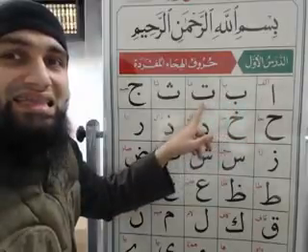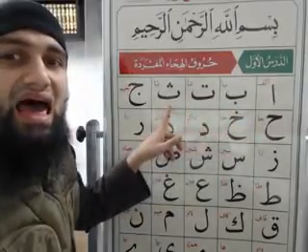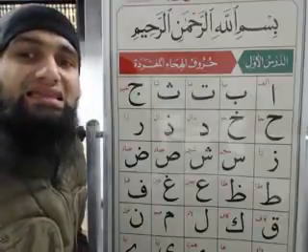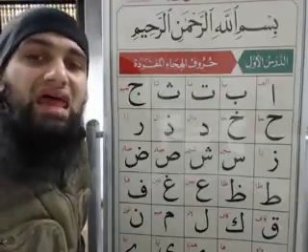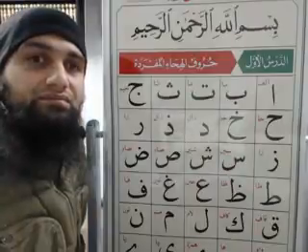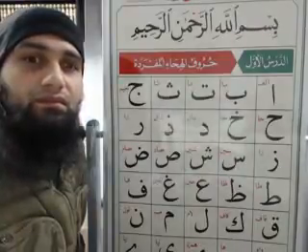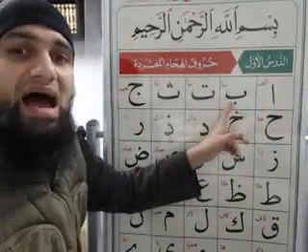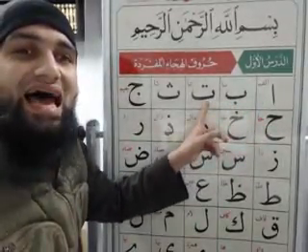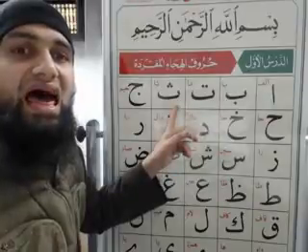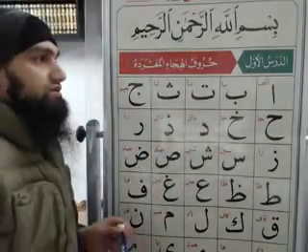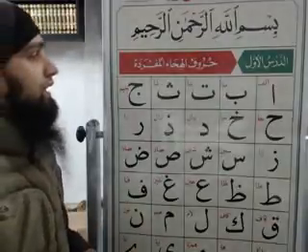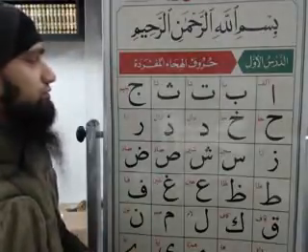Ba, ta, fa, alif, ba, ta, fa. Okay? Alif, ba, ta, fa. Very good. So we got 4 letters down. Moving on to the next letter.